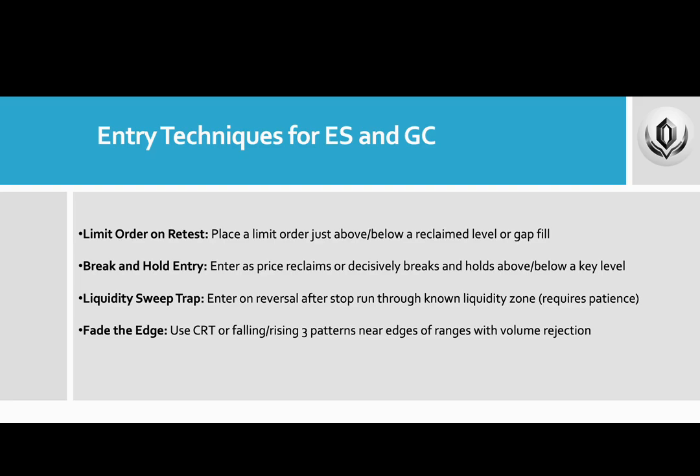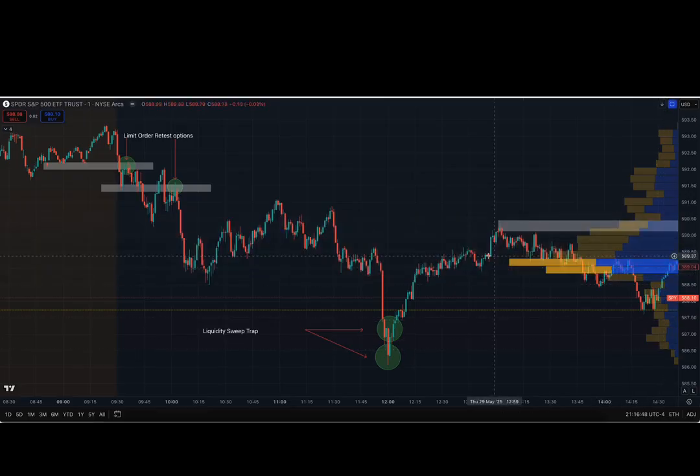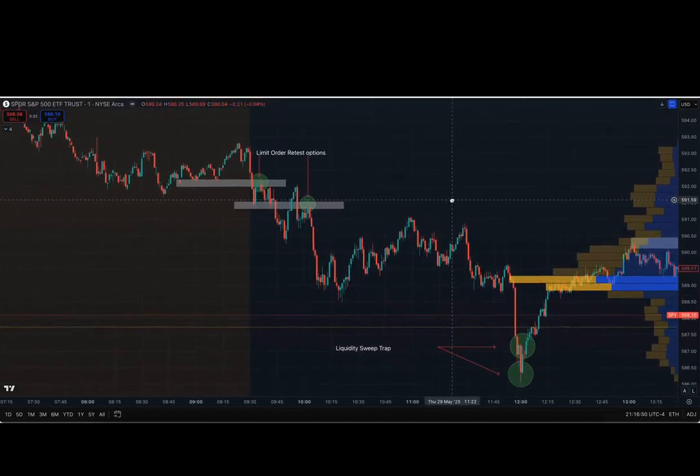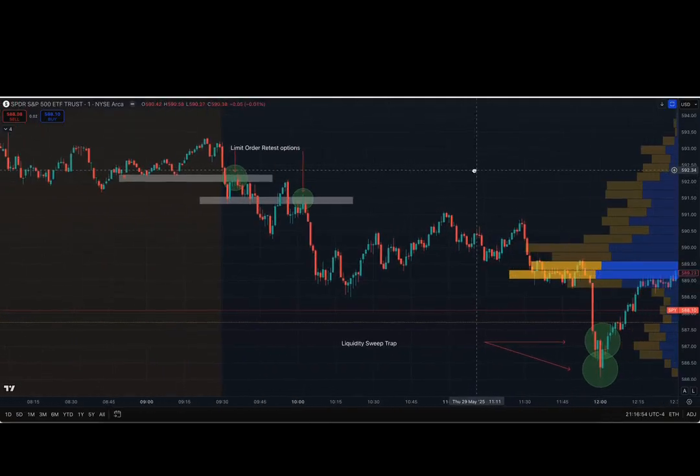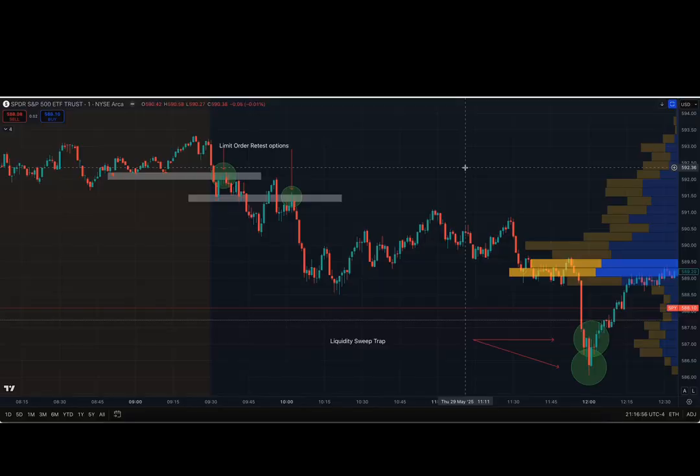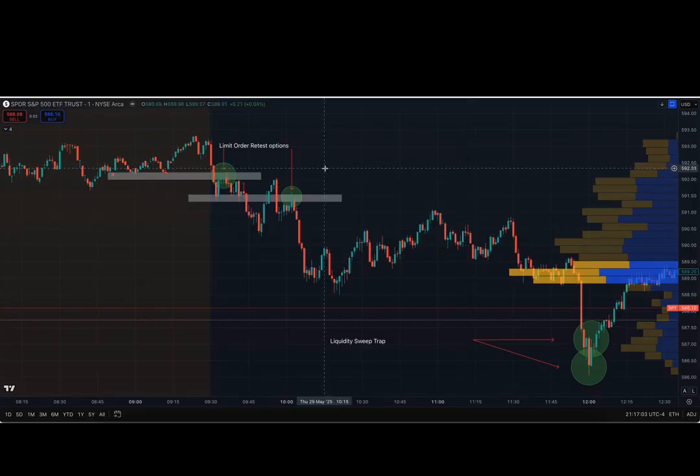So taking these 4 techniques over to the chart, there are a couple of examples just from today's price action. This is the SPY ticker, SPY. And the first one that we can see very clearly here is the limit order retest, the first one that we talked about. So right at the start of the day, keep in mind the time of the day that we talked about.